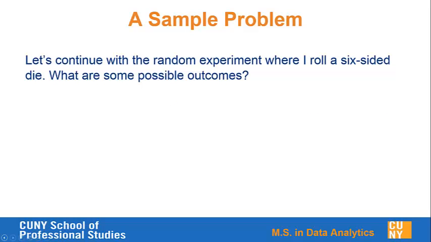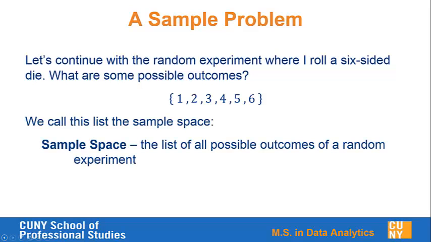We roll this six-sided die. What are some of the possible outcomes? Well, in this case, we could roll a 1, a 2, a 3, a 4, a 5, or a 6. And that's it. Those are the 6 possible outcomes. So when we list the possible outcomes, we call that a sample space. So the sample space is going to be a list or a definition of all of the possible outcomes of a random experiment.